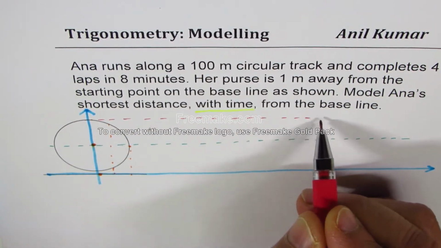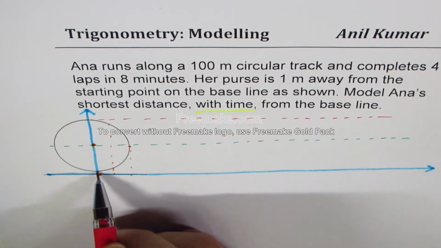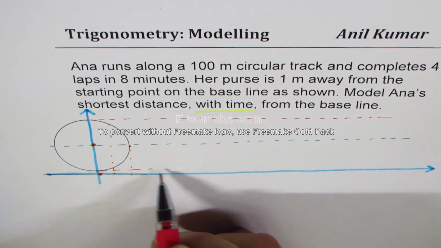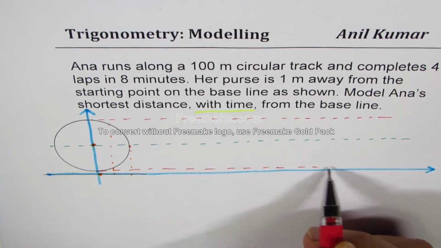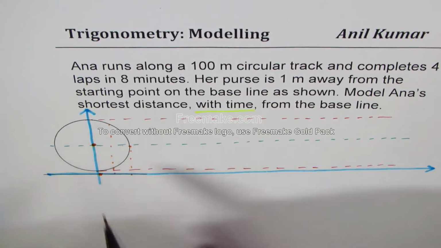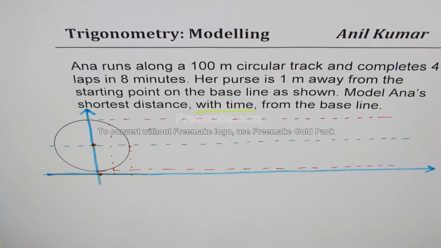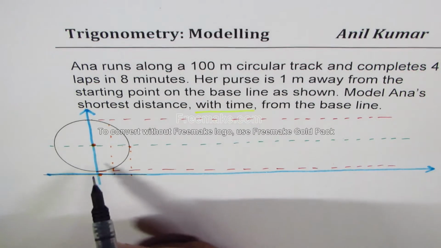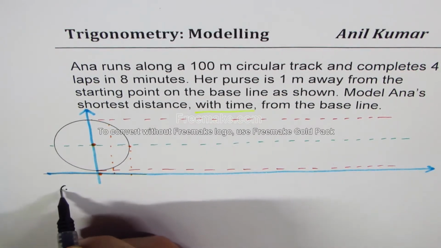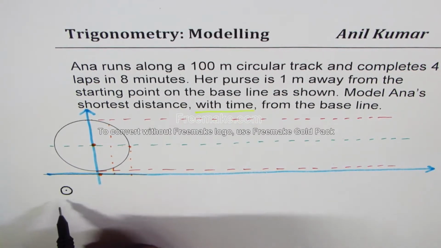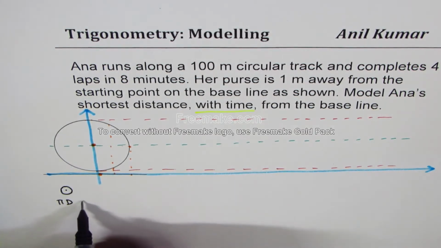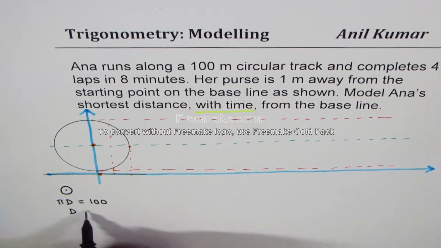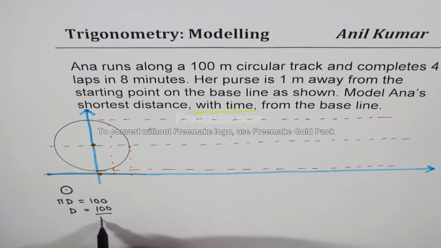So sometimes we also talk about domain and range. So in the range, we have to mention minimum and maximum distance, correct? So this becomes the minimum distance. Correct. How much should this be? Well, we could find it from the circumference. So we know this is a circle. That means pi d, where d is the diameter, should be equal to 100, right? So diameter should be 100 divided by pi.